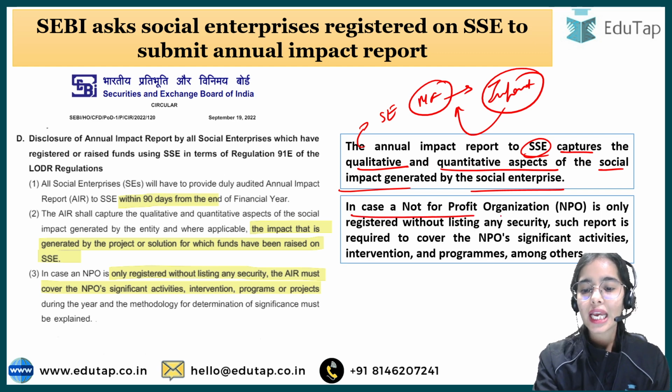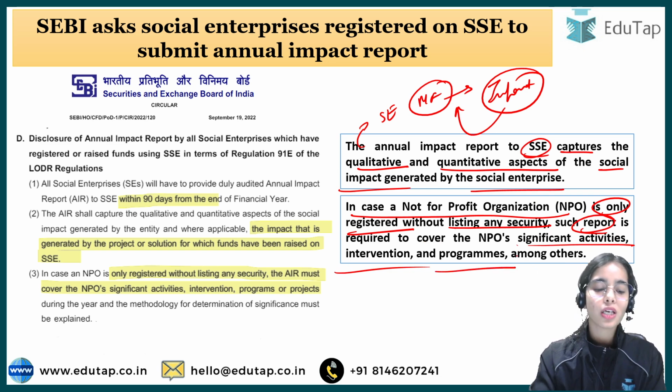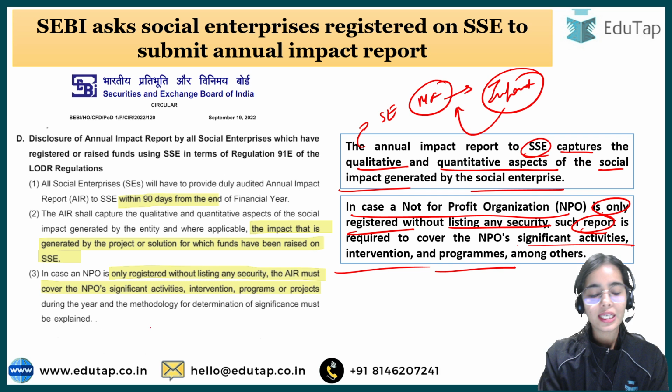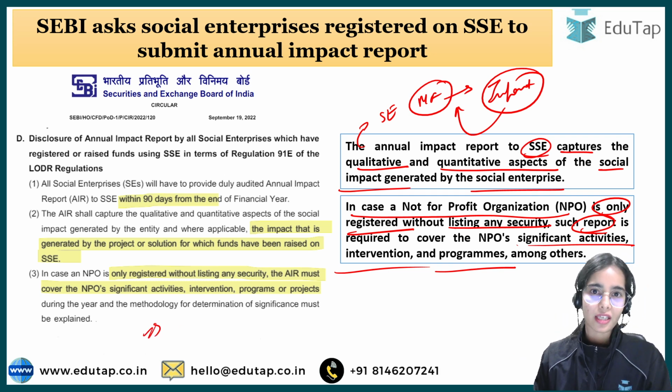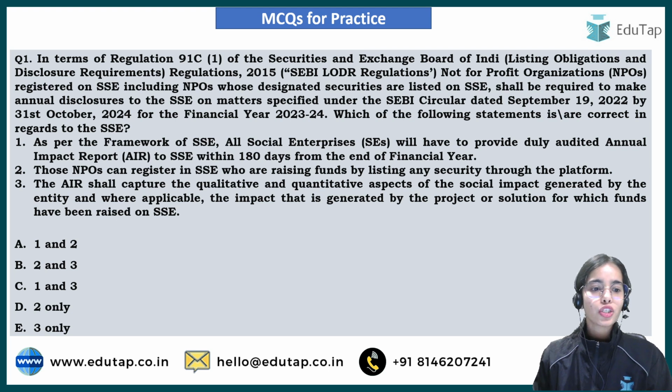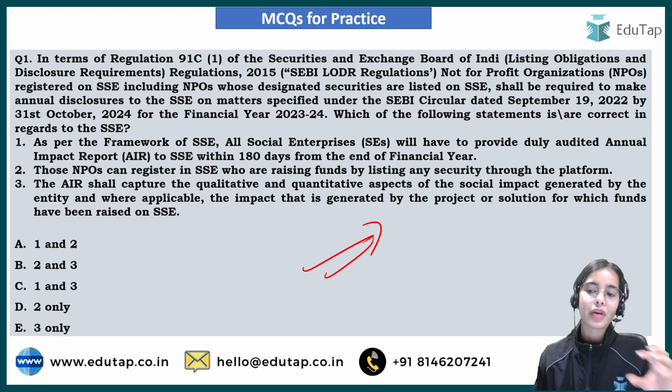Understood? In case a not-for-profit organization is only registered without listing any security, without getting any funds, even they have to present the report, and that report should cover their activities, intervention programs, projects that they have conducted, and the methodology for determining the impact that they have generated. So this is the idea. So now I hope you will be easily able to answer this first question. So read the question carefully and try to answer this question.